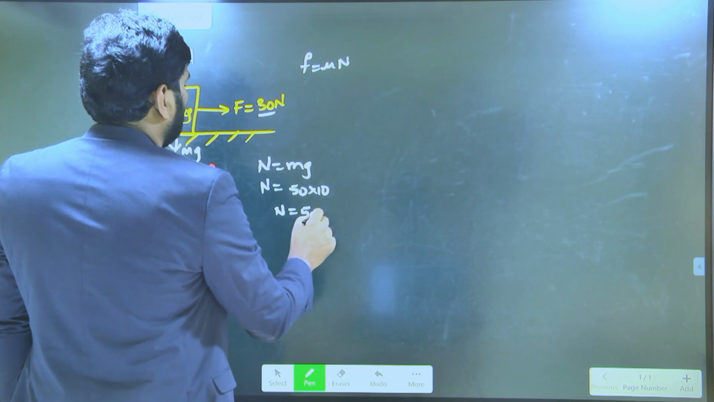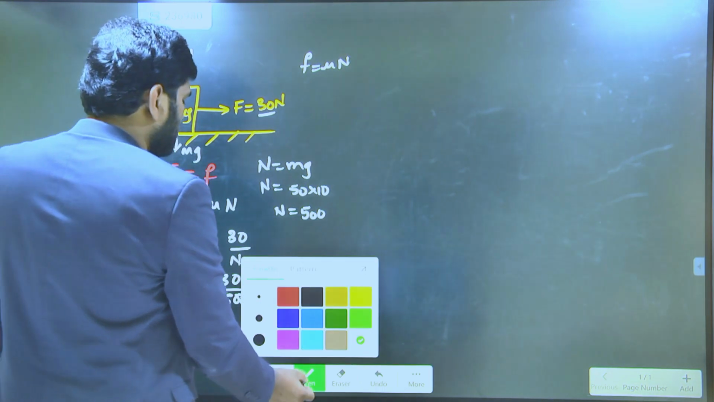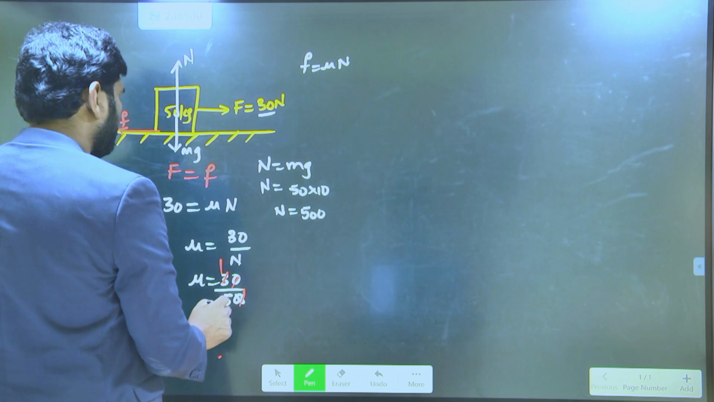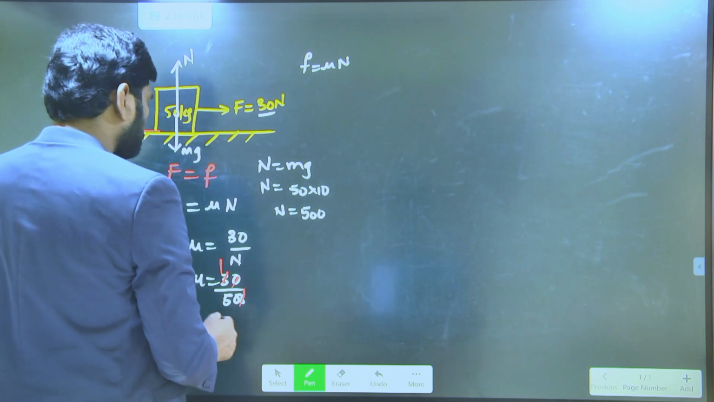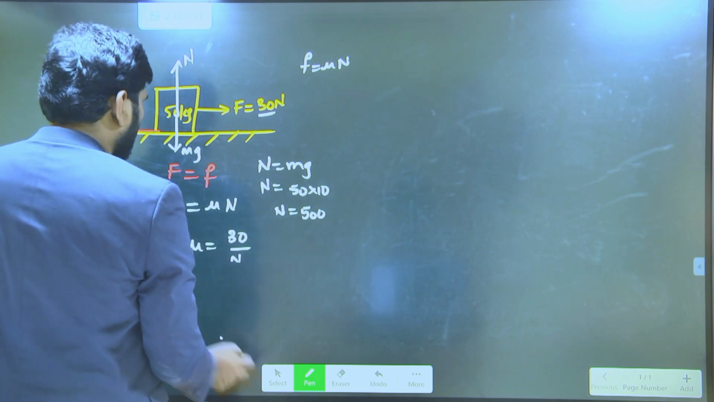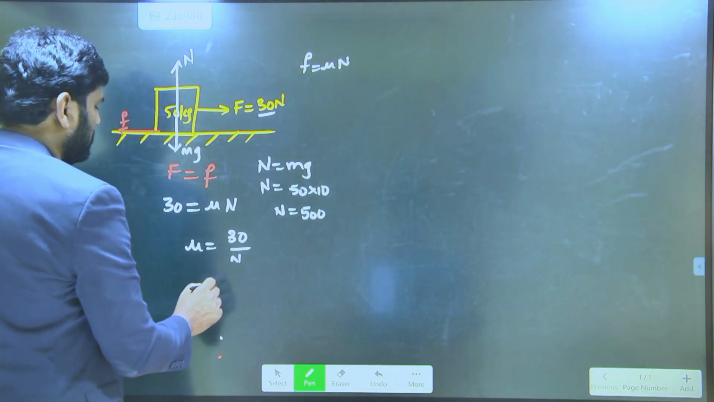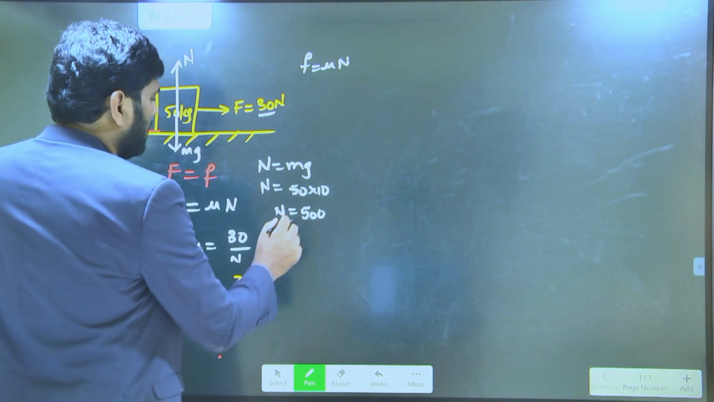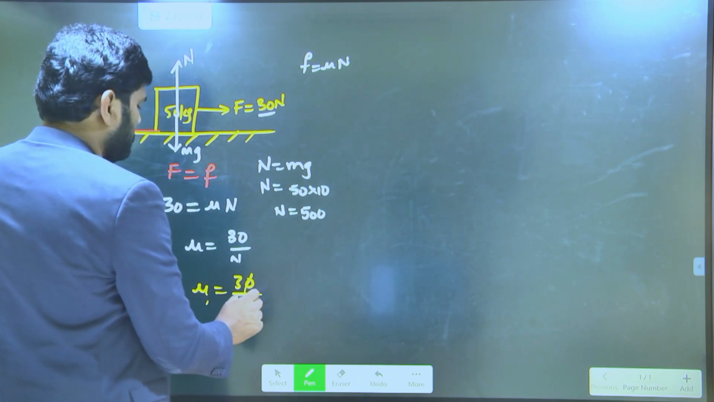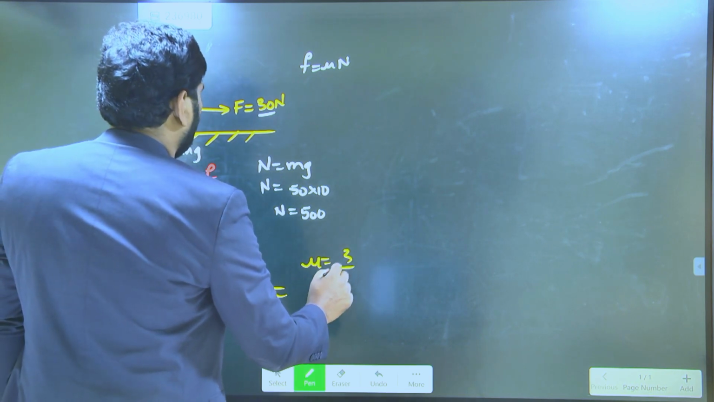500. You can put 500 here. Take the cancellation, this gets cancelled. I'll do it in a simple way. Look here. Mu is equal to 30 by N, and the value of N is 500. So the zeros get cancelled. The remaining thing is mu is equal to 3 by 50.